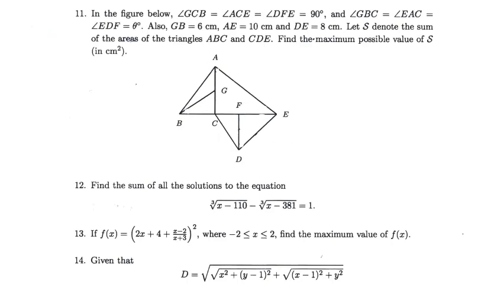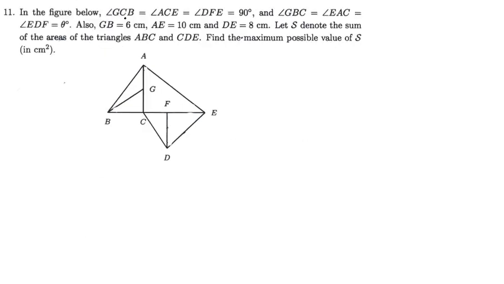For Mathematical Olympiad SMO 2021, senior section first round, problem number 11. In the figure below, angle GCB equals 90. So let's show it here. Let's draw with blue. GCB is 90. ACE is also 90. It's obvious.